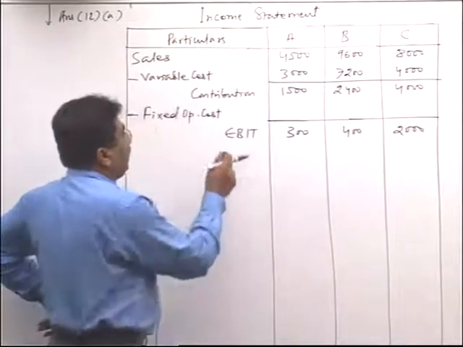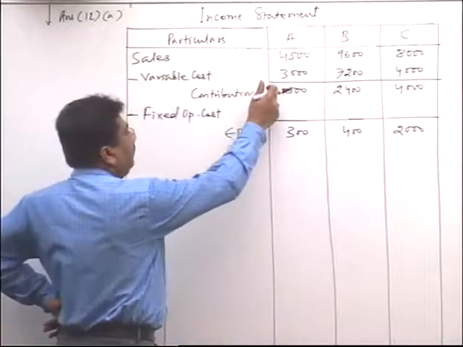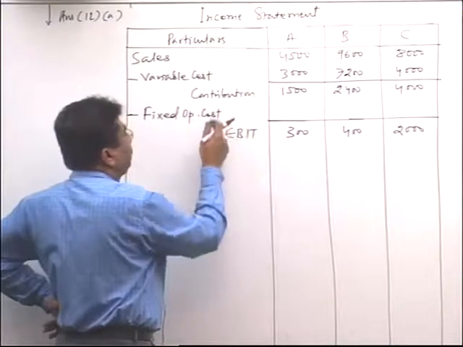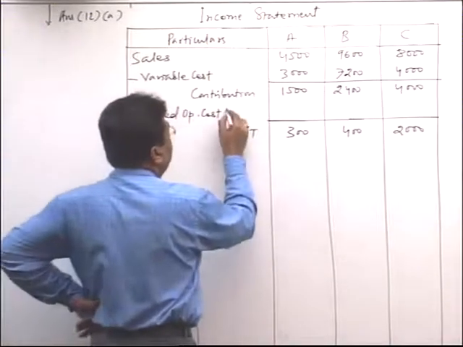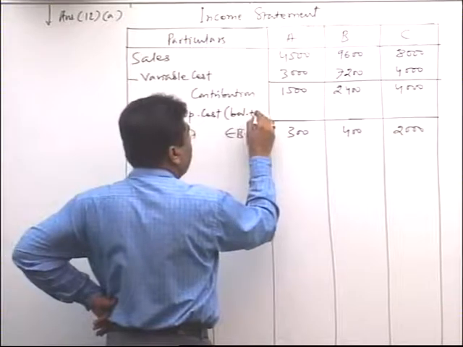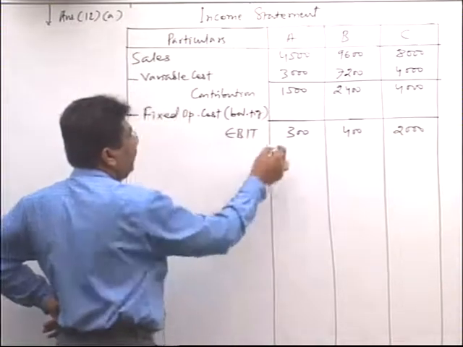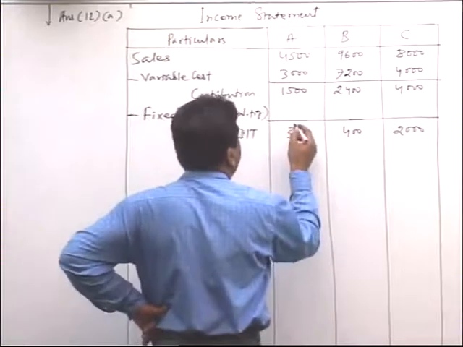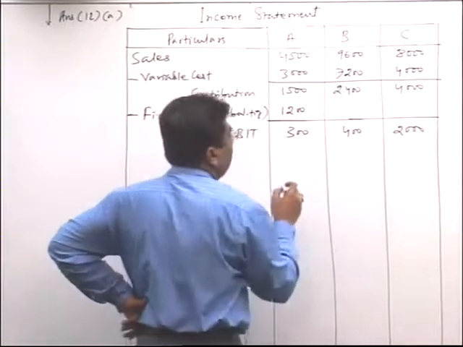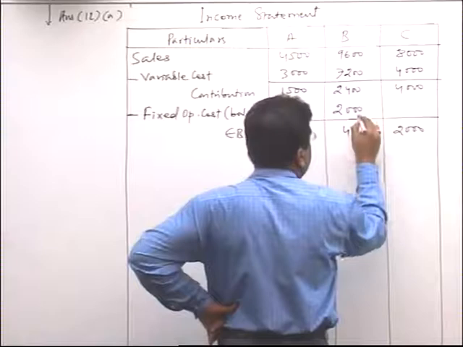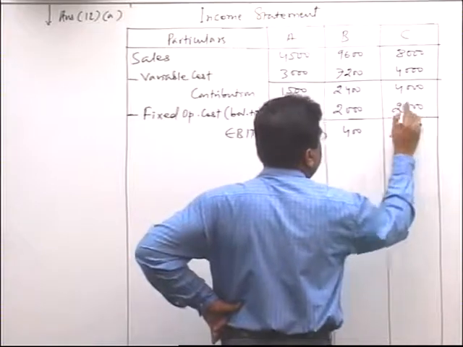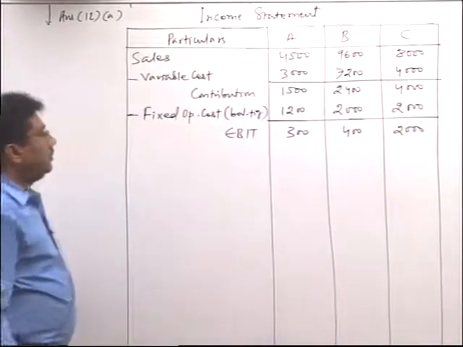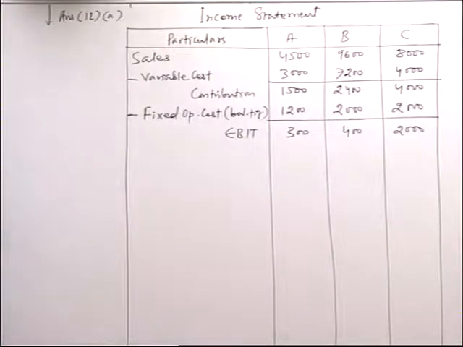Now you can see that the difference between contribution and EBIT is fixed cost. So the fixed operating cost will be the balancing figure. It will be the difference between contribution and EBIT. So fixed operating cost in case of company A is 1,200, and in company B and C it is 2,000.